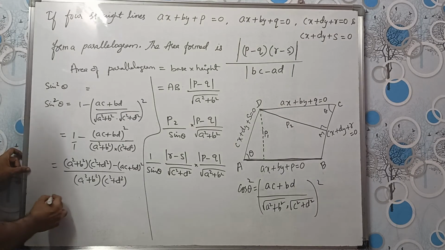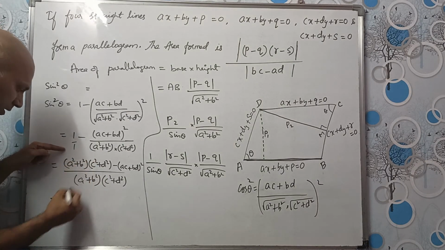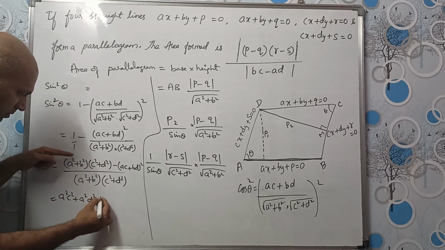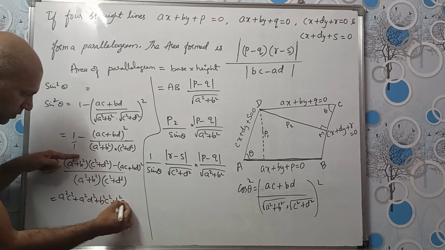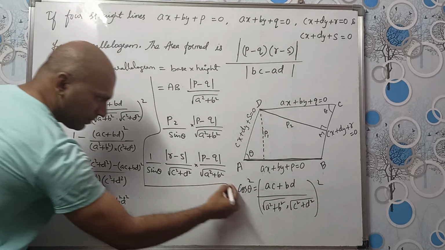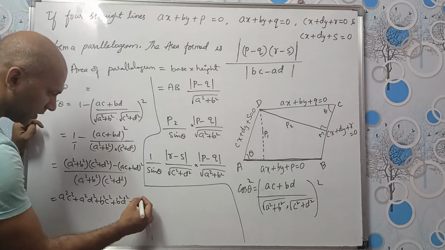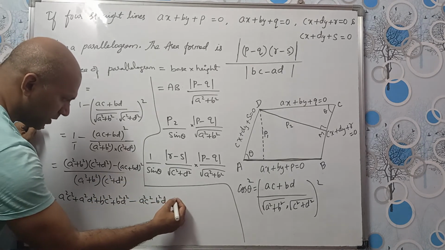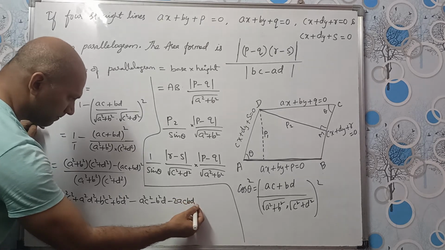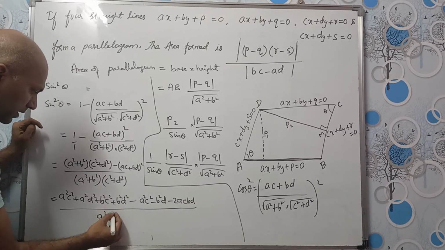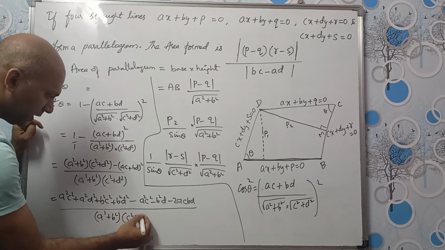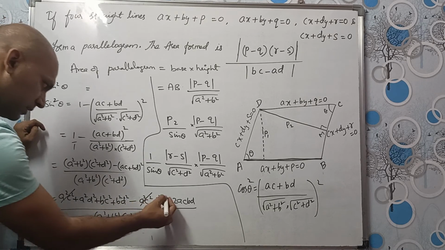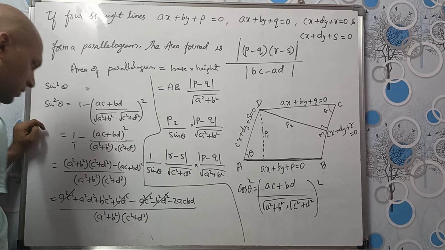Okay, now if you multiply this, A square C square plus A square D square plus B square C square plus B square D square minus expansion of this. A square C square, we have a minus sign also here, minus B square D square minus 2ACBD divided by A square B square multiplied by C square D square. Here A square C square will get cancelled, and B square D square will get cancelled.